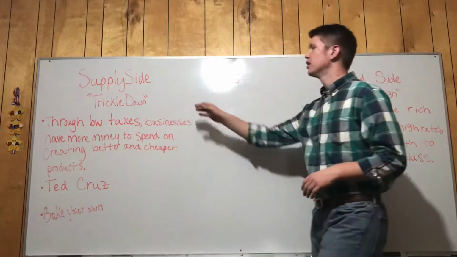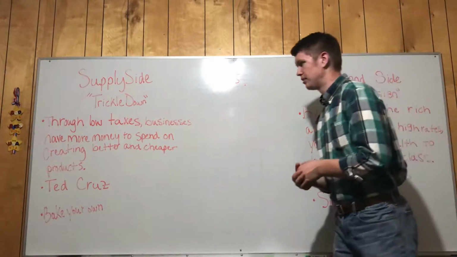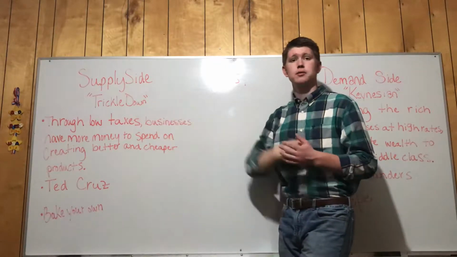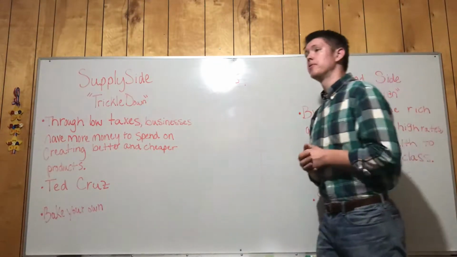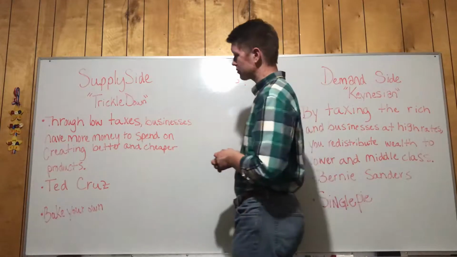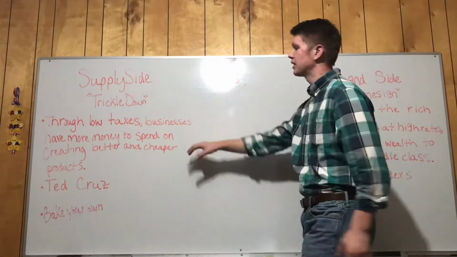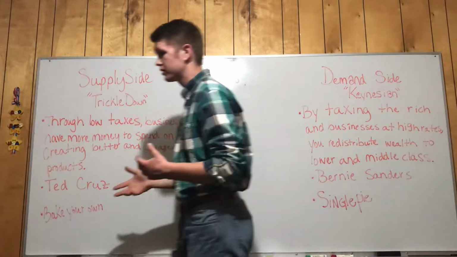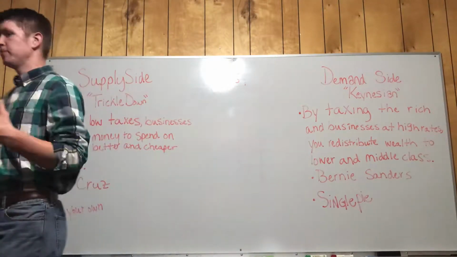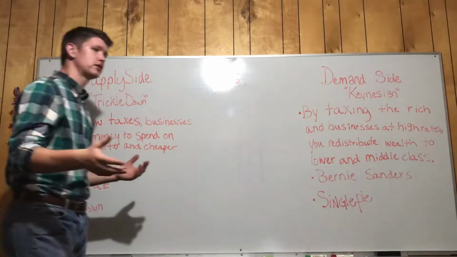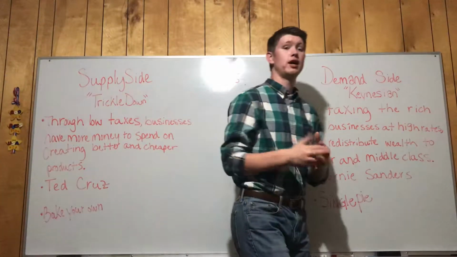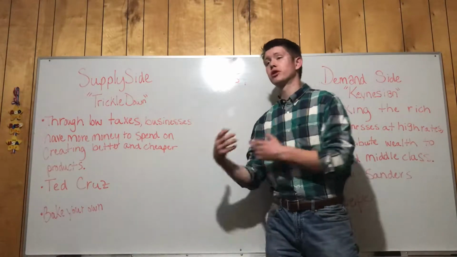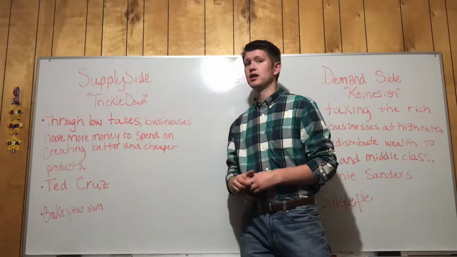Okay, and you look over here, and what you have is supply side economics, also known as trickle down economics. That term was coined by Ronald Reagan back during the 80s. What they say is, through lower taxes, businesses have more money to spend creating better and cheaper products. A great example of this is the Republican tax cut recently. What you see is businesses bringing jobs back to the United States.